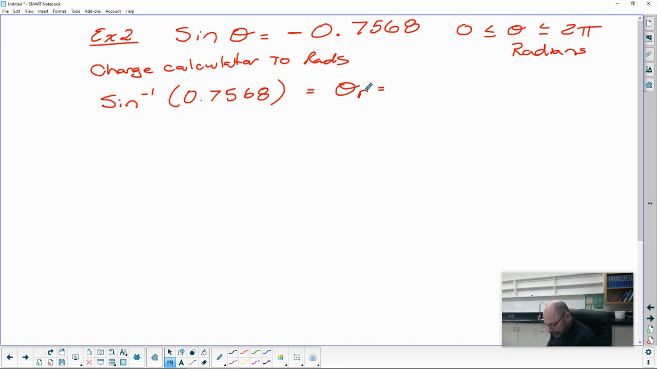Go inverse sine of 0.7568. Okay, and I get 0.858 radians. But remember that 90 degrees is about 1.57 radians. So that's probably like a 50-degree angle. Everybody get that? Remember we're working in radians. This is where people often make mistakes. Keep it in radians. Now we're going to draw our picture.